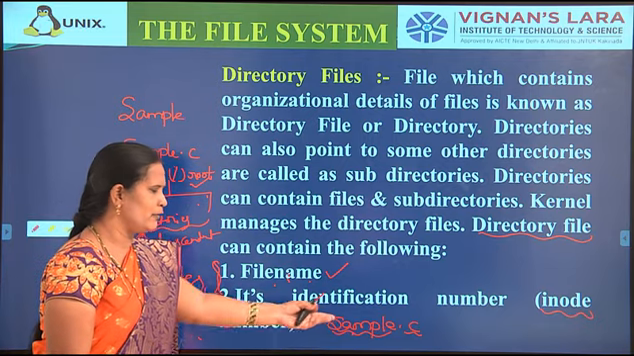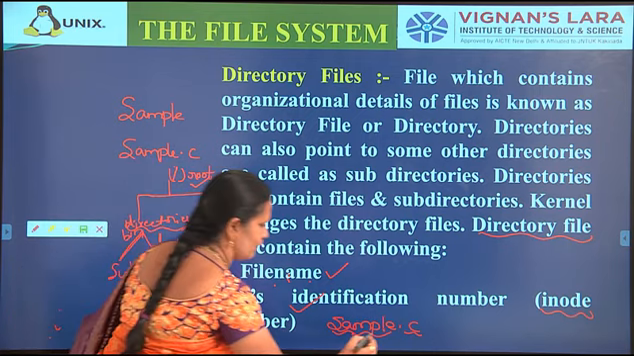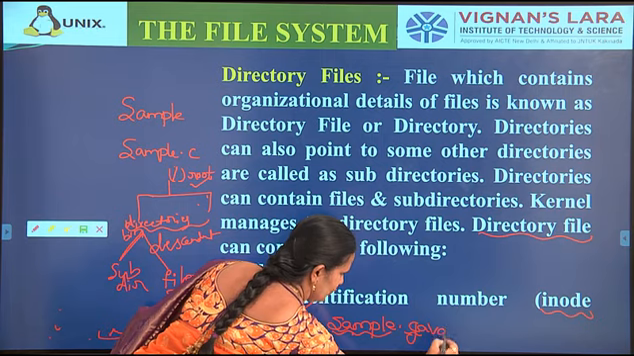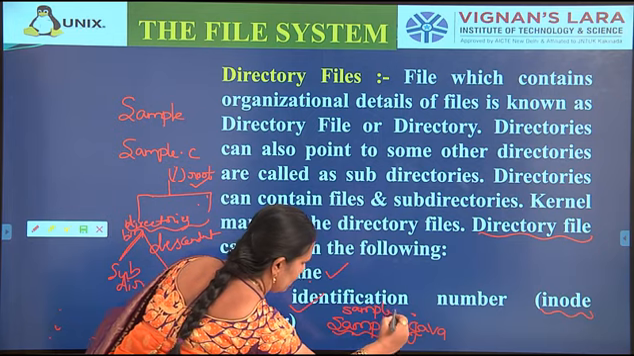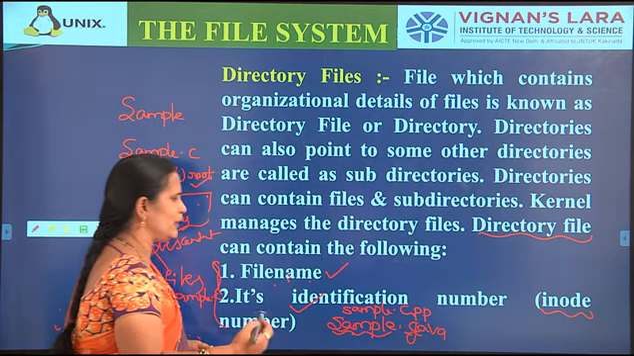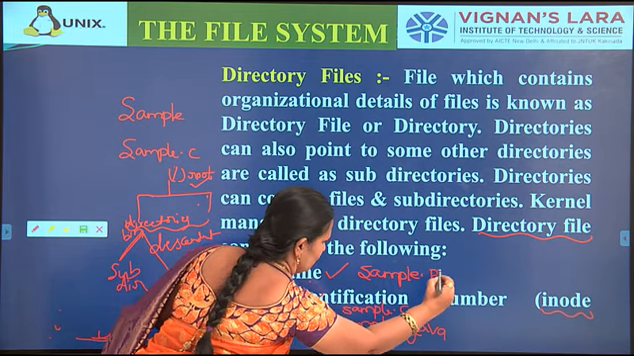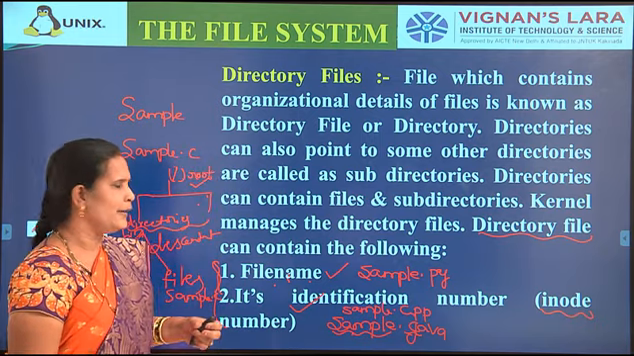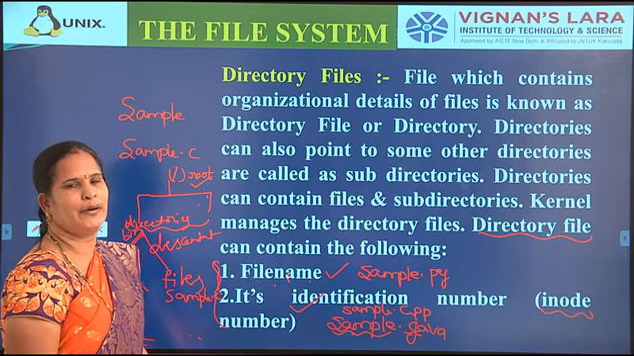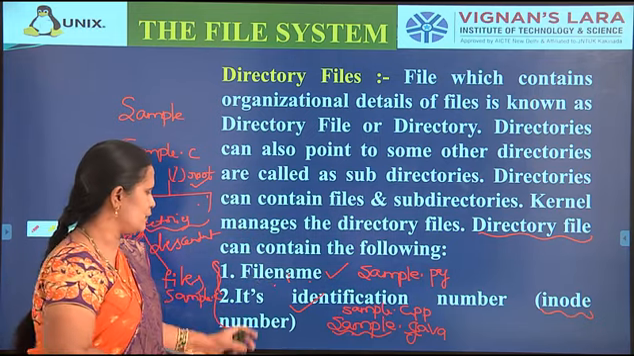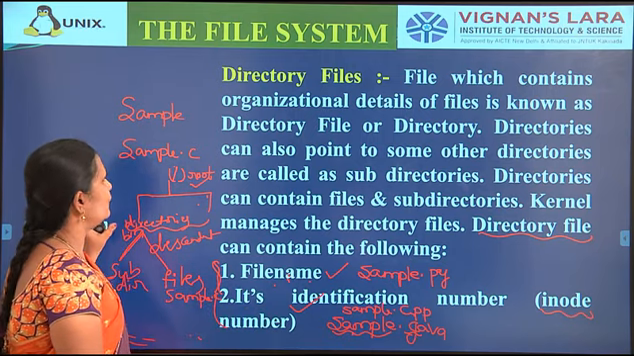Just by observing the file name and extension, we can say that the file is a C file. For example, if it is a Java file, the name is sample.java. If it is a C++ file, we can observe sample.cpp. If it is a Python file, we can recognize it just by observing the extension. So each file can be identified by its file name and file identification number. So a directory file contains information about these two things, the file name and the file identification number. This is about directory files.